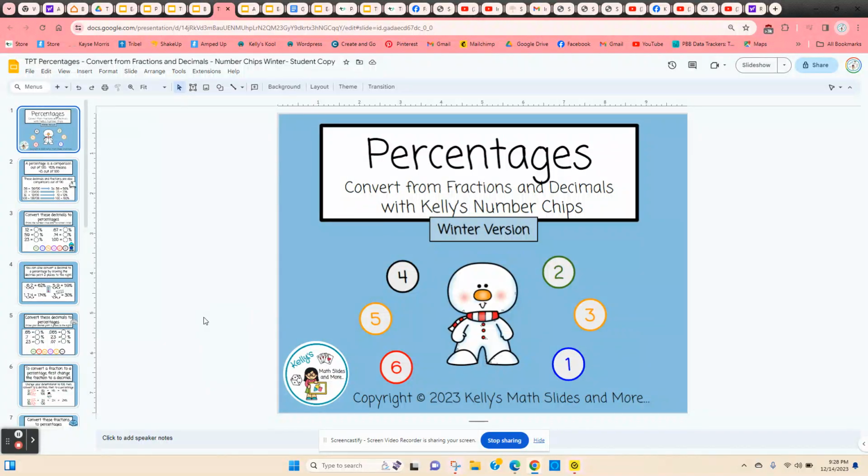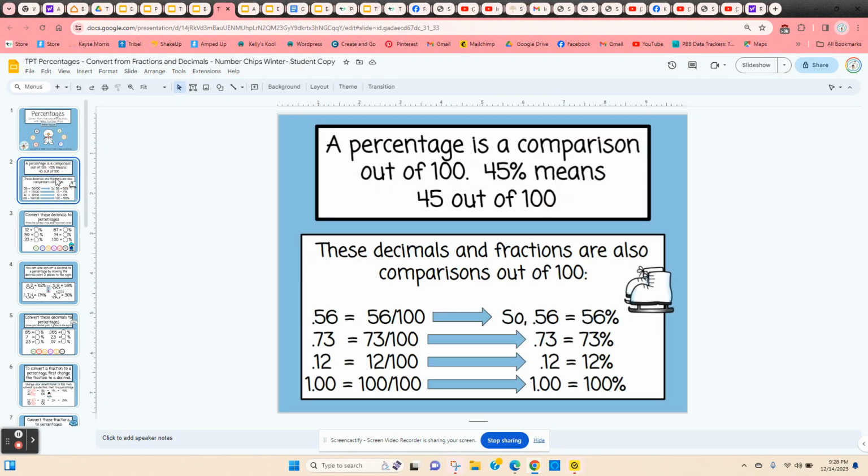Percentages, converting from fractions and decimals with number chips. And this is the winter version. So this is a lot of fun for the students to practice. It's a digital lesson, and it starts out explaining that a percentage is just a comparison out of 100. So 45% means 45 out of 100.